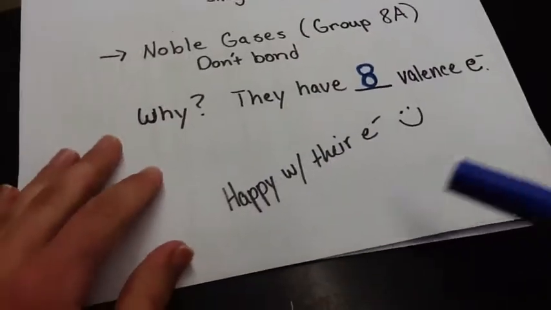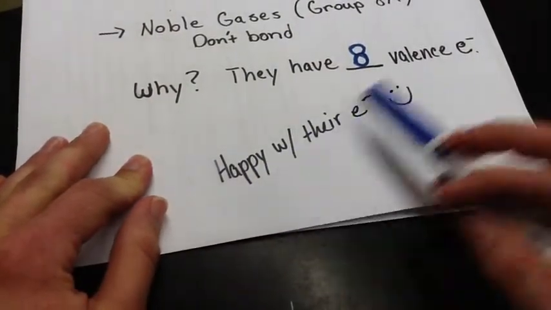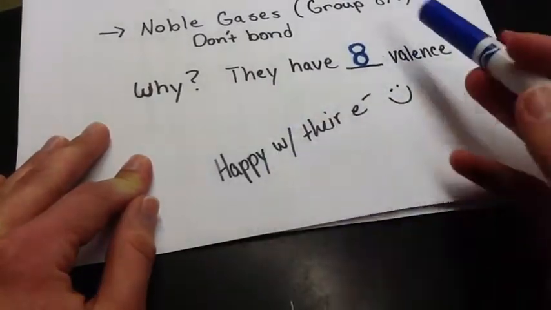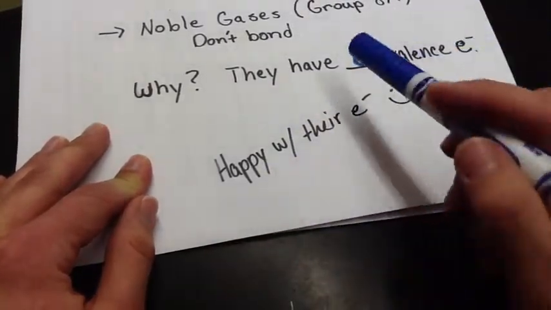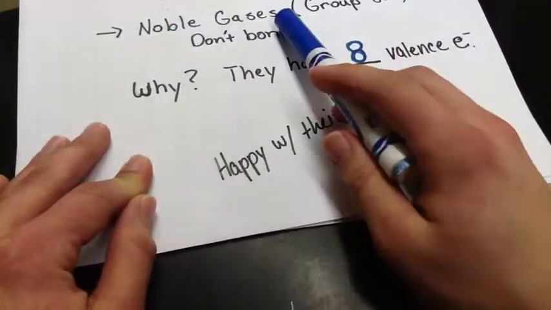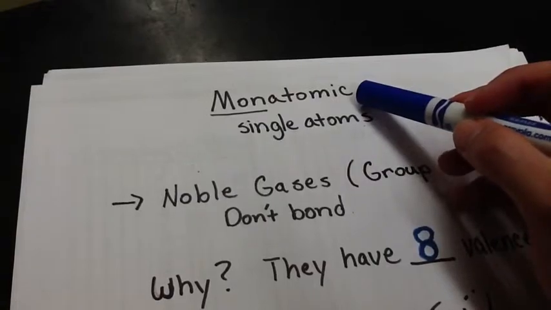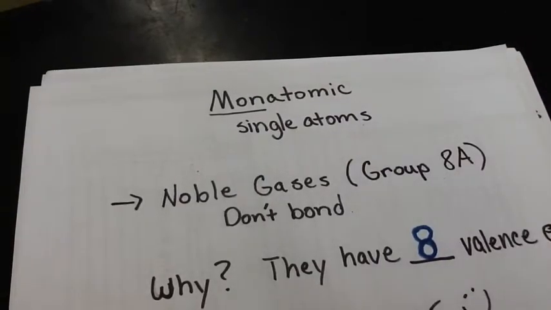They're happy with their electrons. They don't want any more, they don't want any less, they're happy, so they don't have to bond with anyone. Remember, we bond to get 8 valence electrons. Noble gases already have it, so they're not going to bond. That means they are monatomic single atoms. Okay. Now let's talk about the other type of compounds.